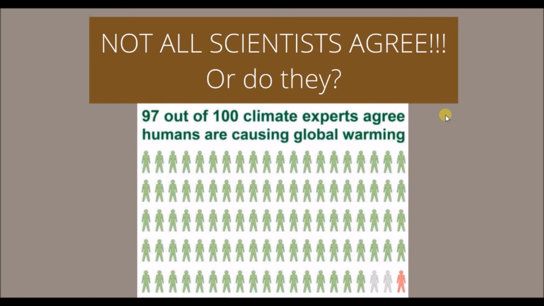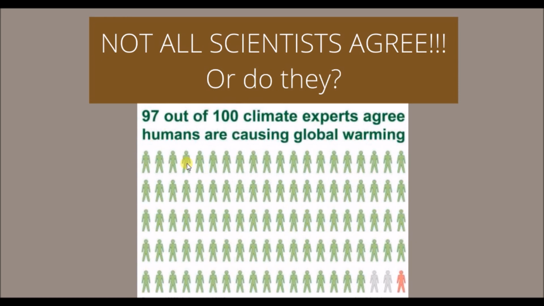Now, this is always an argument against climate change. They would say, not all scientists agree. Not all scientists believe in this global warming thing. Well, they kind of do. We've had a lot of consensus. If we look at global warming experts, climatologists who study the climate and paleoclimates, and who have created papers and done research on the matter, 97 out of 100 climate experts agree that humans are causing global warming.